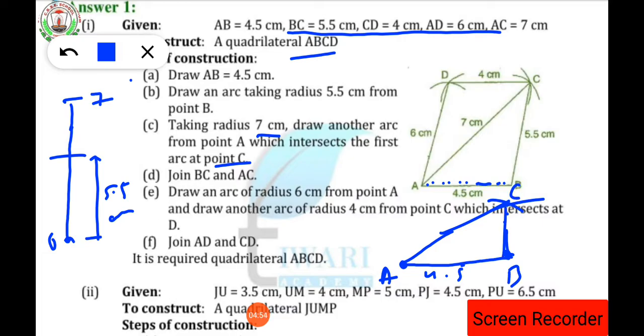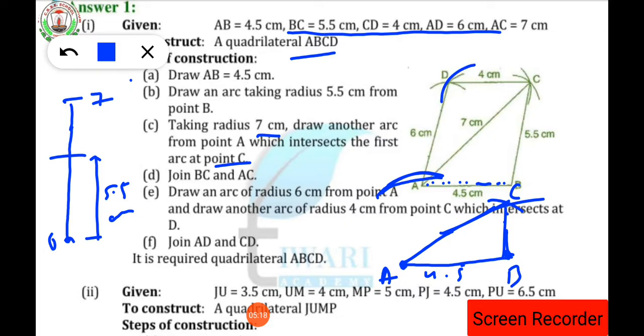Clear up to here? Then in the fourth step, join BC and AC. So this one is BC and this one is AC. Clear up to here? Now draw an arc of radius 6 centimeter from point A. Now what you have to do? You have to measure 6 centimeter on the mouth of your rounder with the help of your scale and keep the needle at point A and draw an arc such that it will come here. This one is the arc.